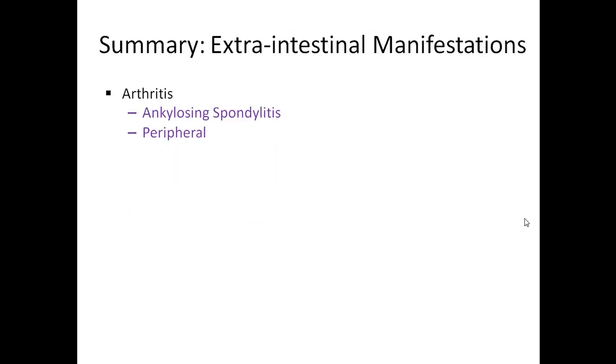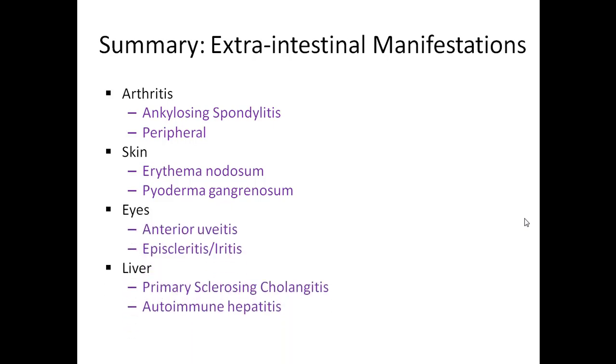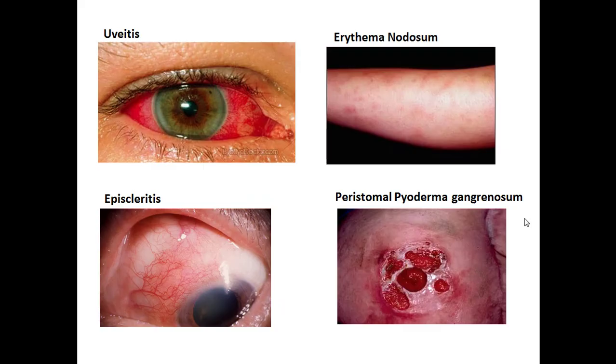Here is a quick summary of the extra-intestinal manifestations affecting the musculoskeletal system, skin, eyes, and liver. Here's a picture of erythema nodosum and a few other pictures demonstrating what other extra-intestinal manifestations look like.